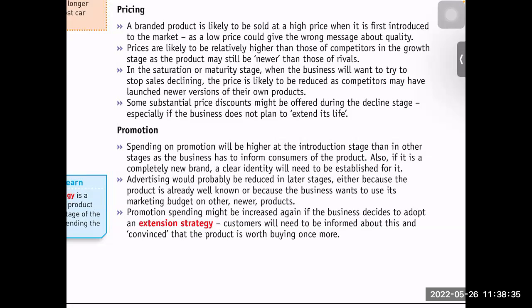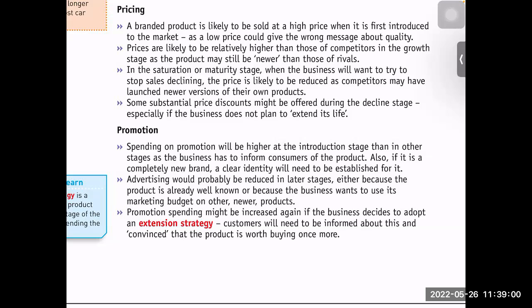Advertising would probably be reduced in later stages. Advertising is short either because the product is already well known, or because the business wants to use its marketing budget on other newer products. Advertising costs are cut short.